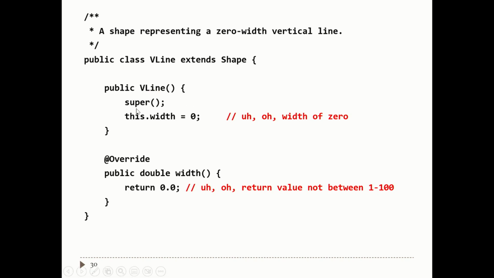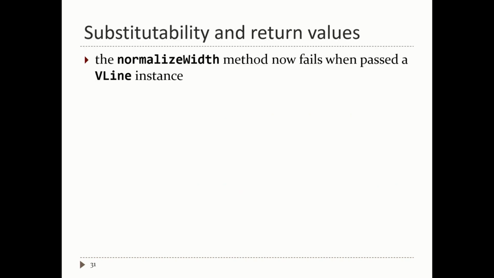So how do you implement vline? Well, you just call the superclass constructor, because that's what you always do in a constructor. Then you set the width to 0. For the width method, you always return 0. This breaks the promise of the shape class method width, which promises to return a value between 1 and 100. So normalized width fails whenever you pass it a vertical line object.